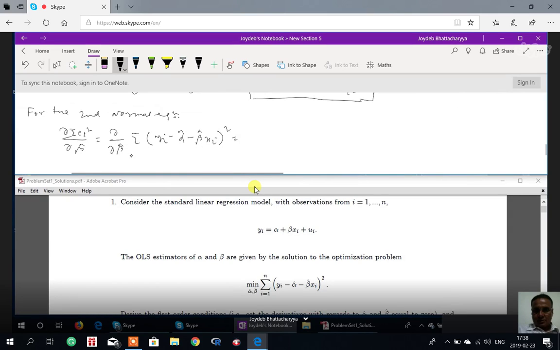Now it is with respect to beta hat, so the contribution will be from this, so it will be 2 into summation yi minus alpha hat minus beta hat xi whole to the power 2 minus 1, into minus xi. Since it is being partially differentiated with respect to beta hat, there will be a minus xi. That is equal to 0 at the extremum, either the minimum or the maximum, under the classical definition of optimization.